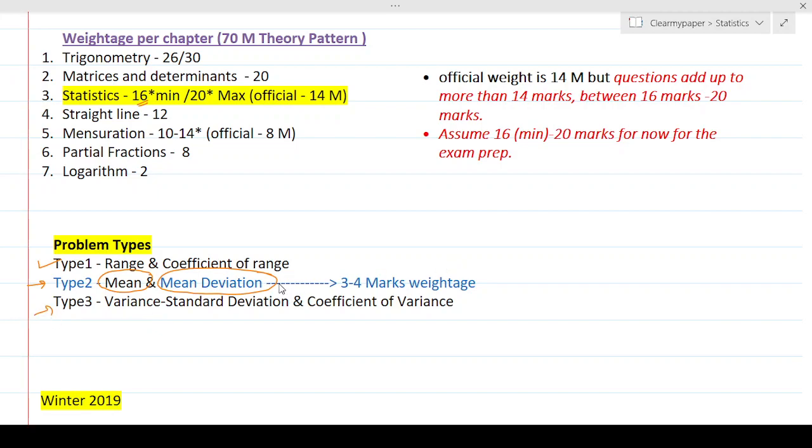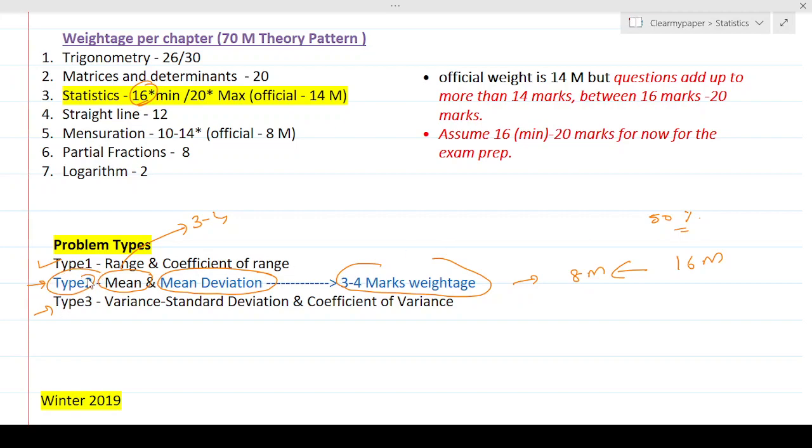So the mean deviation itself normally comes for 3 to 4 marks as a weightage, and the mean part, again, is going to be for 3 to 4 marks. So put together, the type 2 will be roughly for 8 marks. So that means out of the 16 marks minimum that you might get from the weightage here, roughly 8 marks would be coming from a combination of mean and mean deviation. So it's almost 50% weightage for mean and mean deviation for the type 2 problems as a whole.